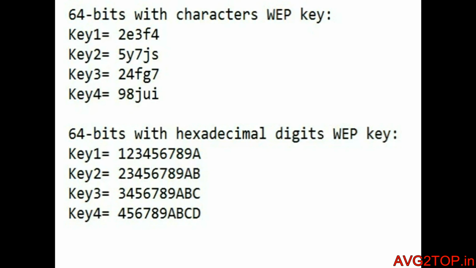And here is a good example of how to give a WEP key. For WEP 64-bit, we said the key with characters should be a combination of numbers and characters. So these are some of the examples that you can try to give for the WEP key. And for a 64-bit hexadecimal key, it contains hexadecimal numbers. So these are some of the examples of it.